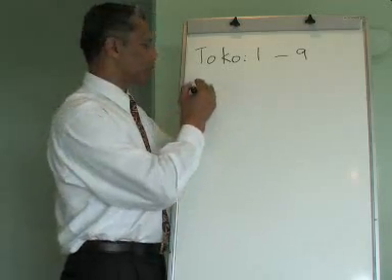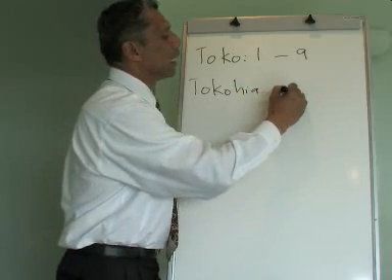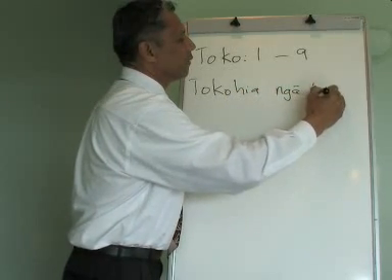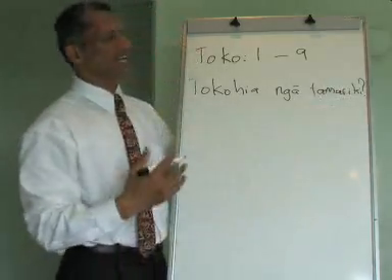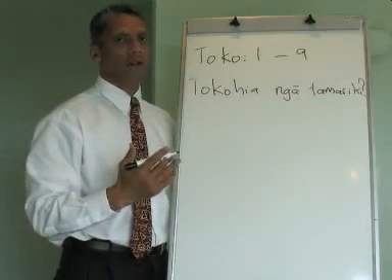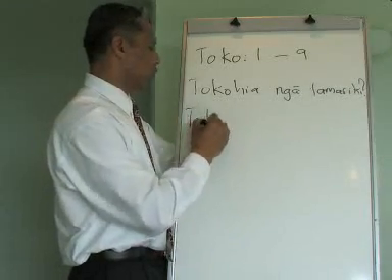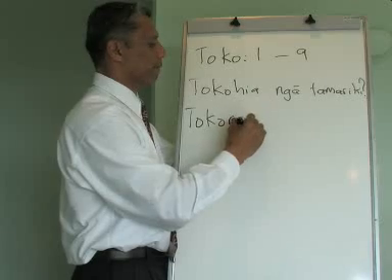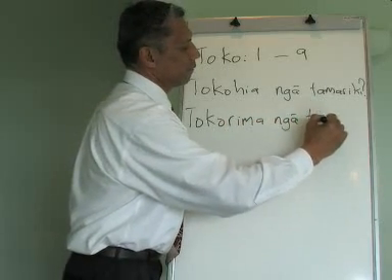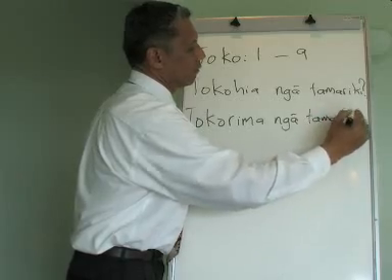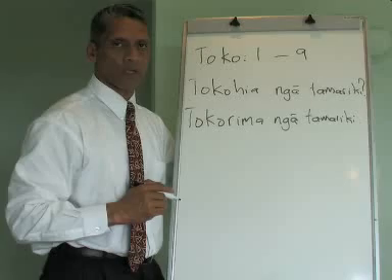If I ask the question, toko hea ngā tamariki, I'm asking how many children are there. I could simply say toko rima ngā tamariki. There are 5 children.